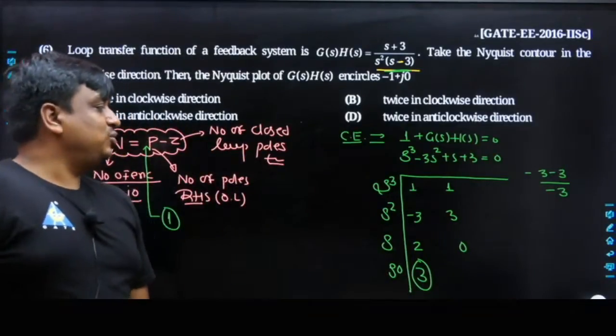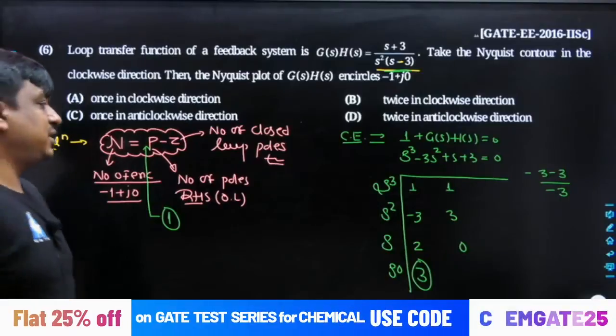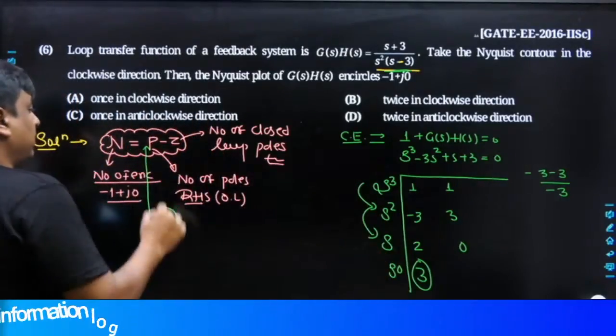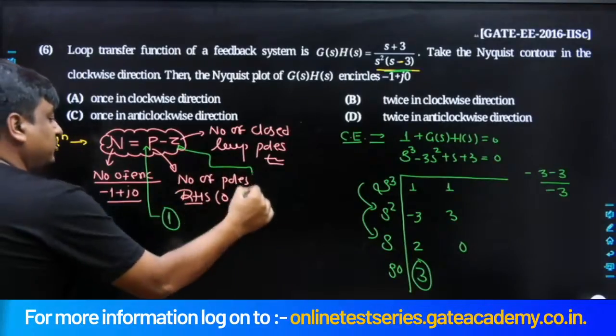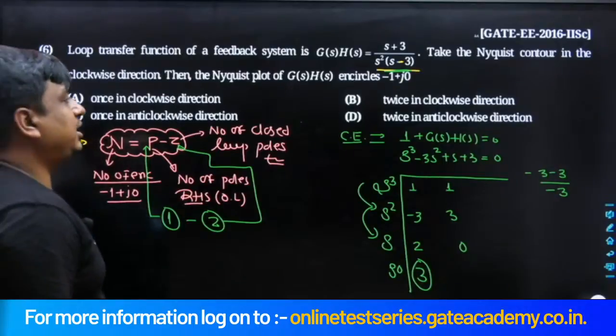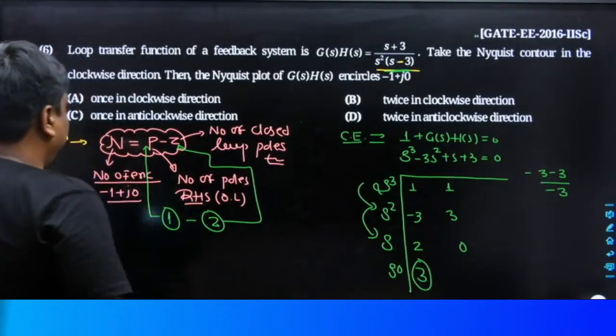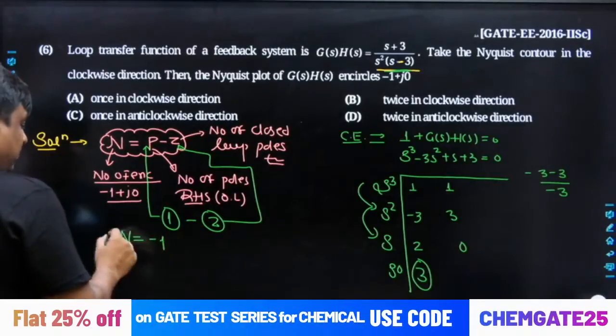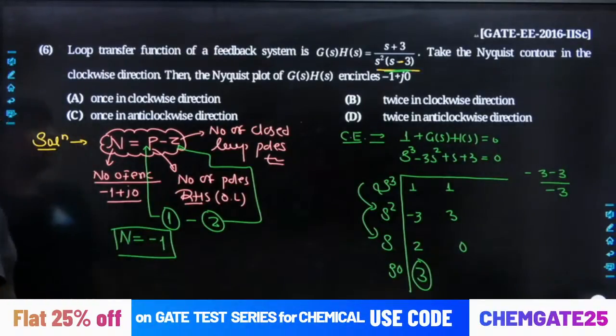How many sign changes did we have, my dear friends? We had 2 sign changes. So obviously Z becomes 2. And 1 and 2 got subtracted, so the result is minus 1.